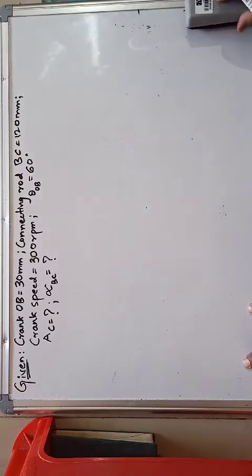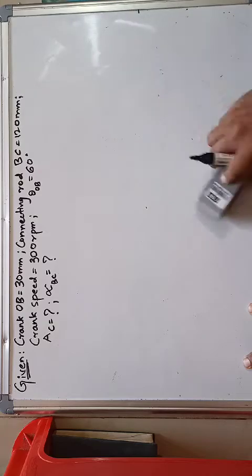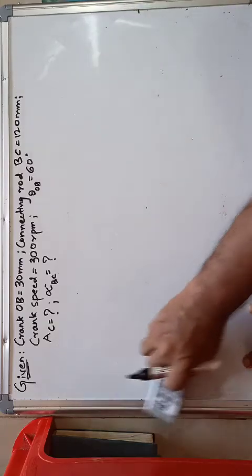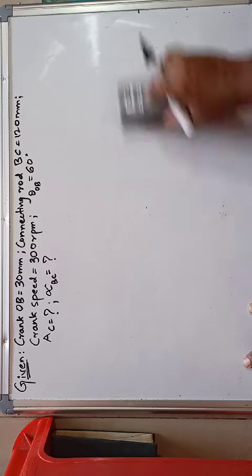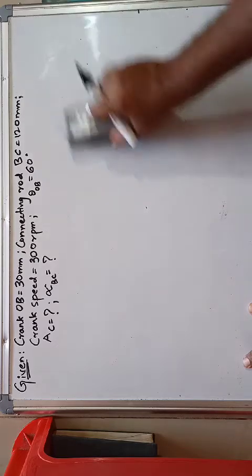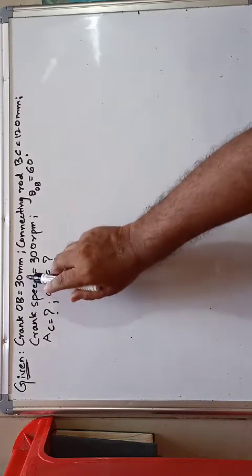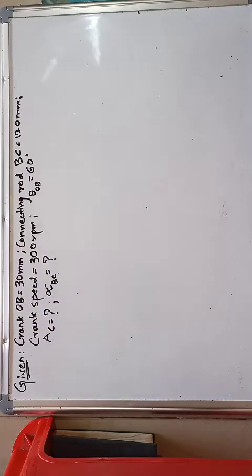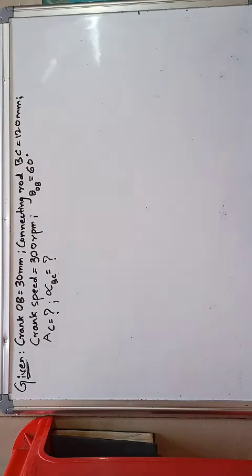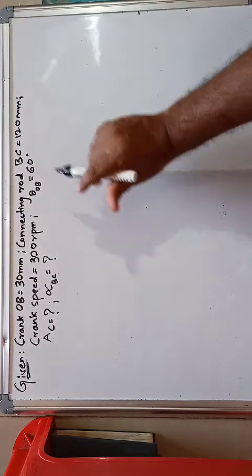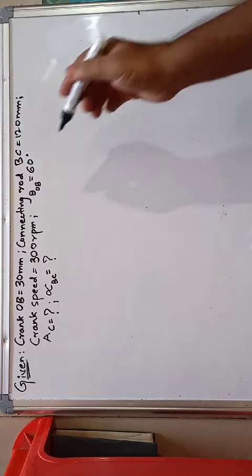once again I am not going to do the velocity analysis. For the velocity analysis, you can just go through my previous video of velocity analysis on the slider crank mechanism. Now, the given data: the crank is 30 millimeters, the connecting rod is 120 millimeters, the crank speed is 300 rpm, and theta OB, that is the angle made by the crank with the horizontal or with the frame, is 60 degrees.